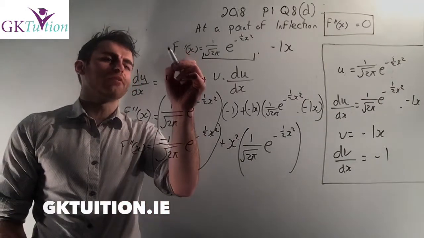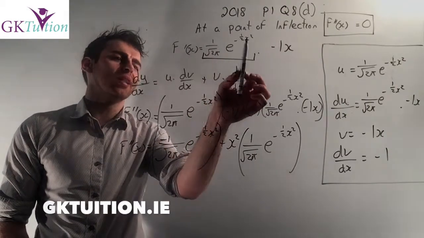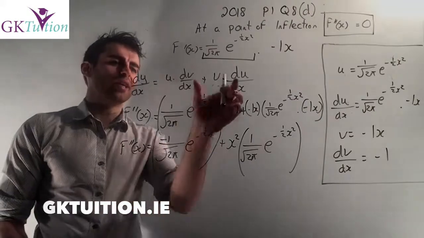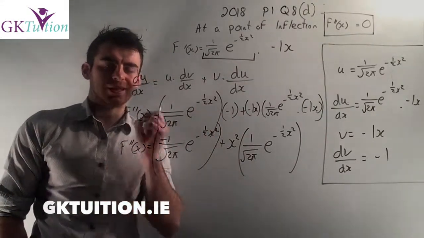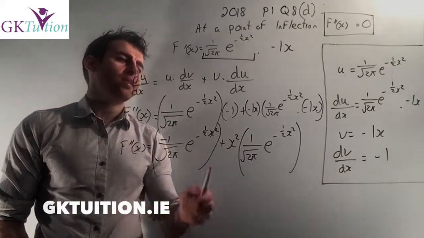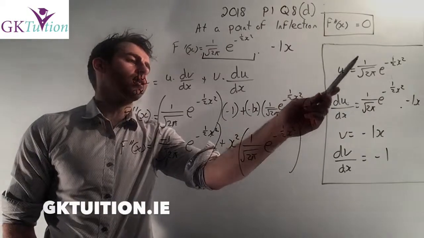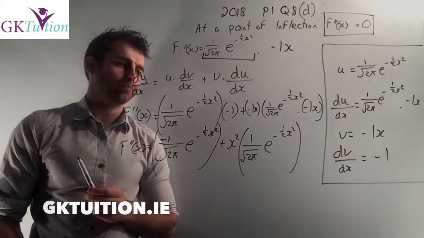We worked out the first derivative in part C. It's 1 over root 2 pi e to the minus a half x squared times minus 1x. You should recognize that this is an exponential multiplied by algebra, which means that this is your product rule. In this case, the first section here can be your u. I've used u as 1 over root 2 pi e to the minus a half x squared.